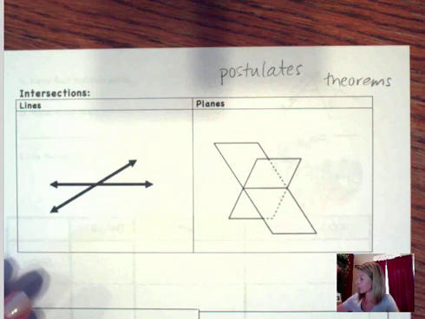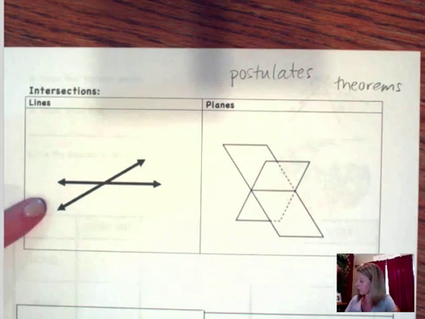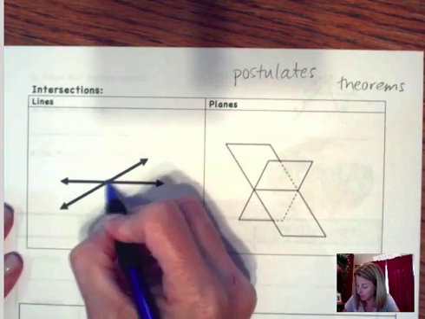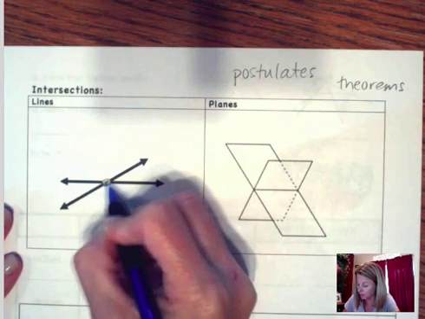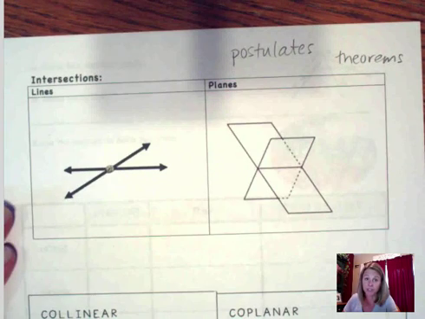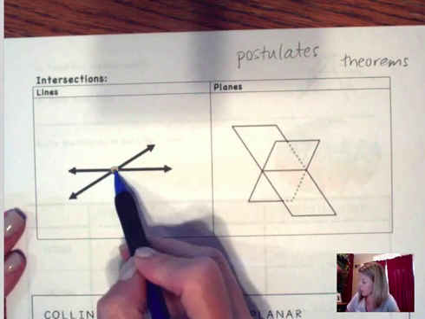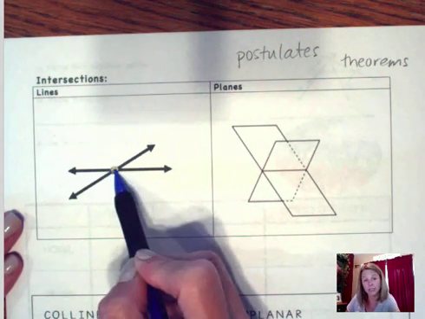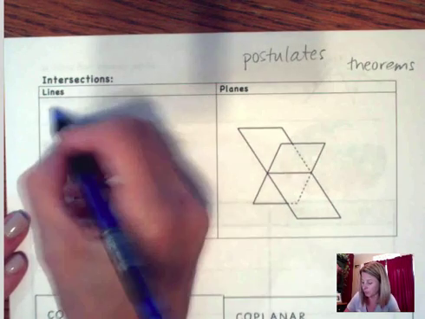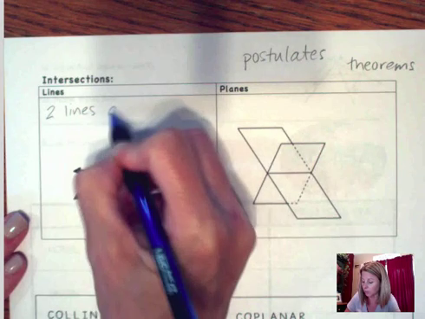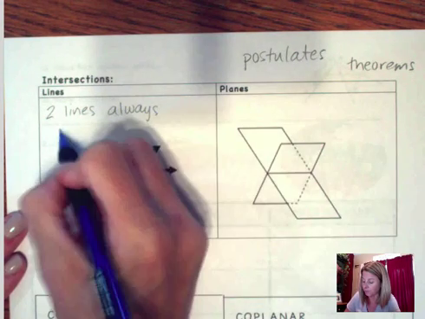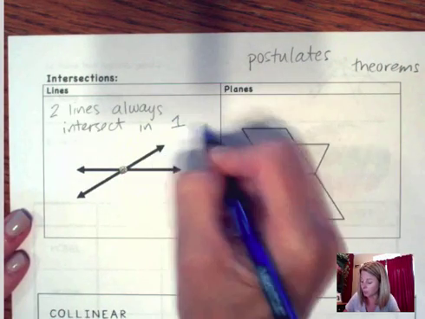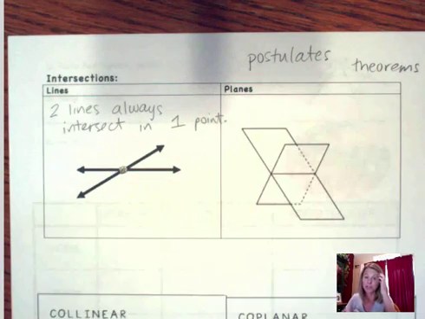So what we're going to look at first here is how do 2 lines intersect and how do 2 planes intersect. So when you look at these 2 lines, I'm going to add a big point right here. Some of these postulates might seem really obvious to you, and we have to start somewhere. One of the rules or postulates that we're going to talk about is 2 lines always intersect in 1 point. So I'm going to write: 2 lines always intersect in 1 point. And that is actually a postulate.